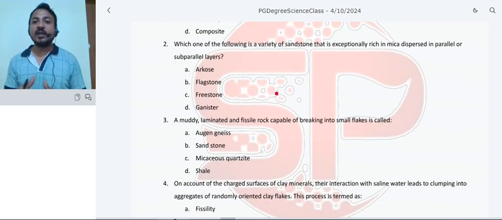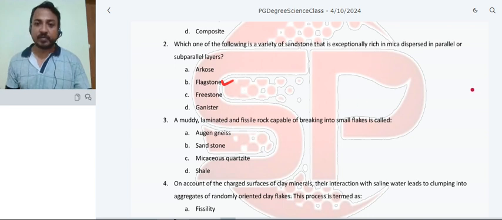Which of the following is a variety of sandstone that is exponentially rich in mica dispersed in parallel and subparallel layers? If it is very rich in mica, that means it is easily breakable in a particular direction. So from this rock, flagstone, always remember it is very rich in mica, and if you break the flagstone, it will break in parallel sheets, which is generally used to construct pavement. The answer will be flagstone.